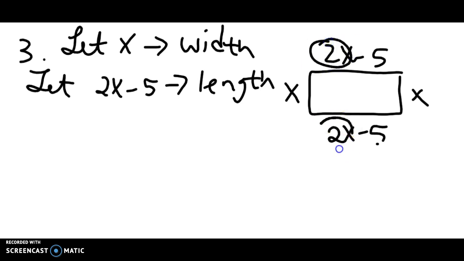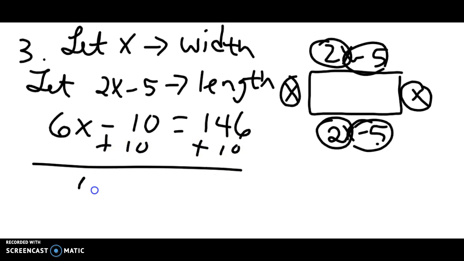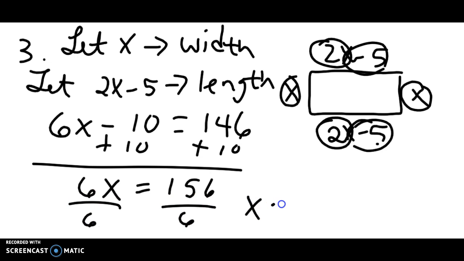So that's 6x minus 10, and it totals, according to this, 146. Okay, so we're going to add 10. And then we're going to divide by 6, and x equals 26.